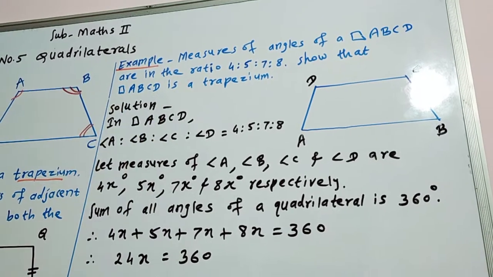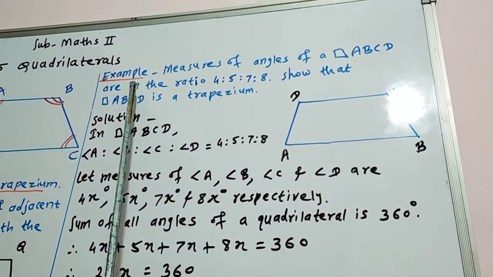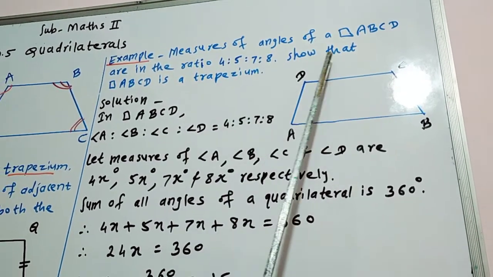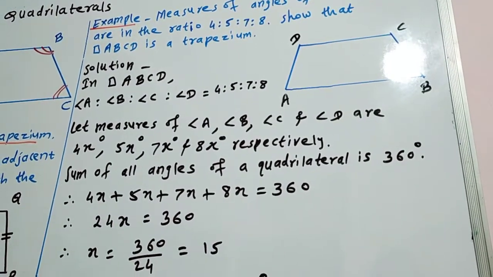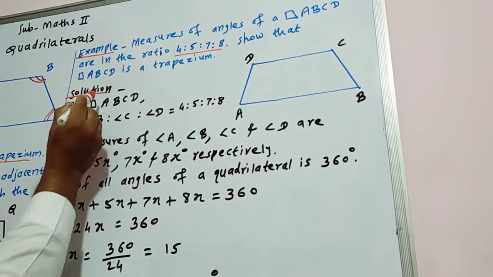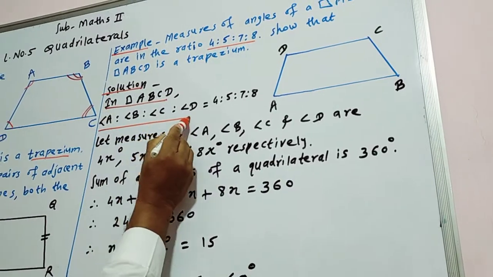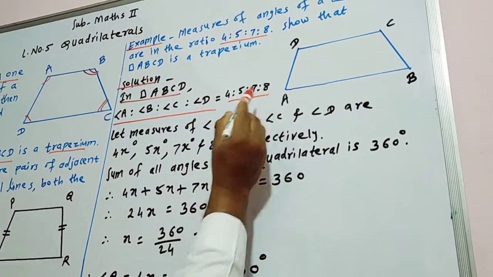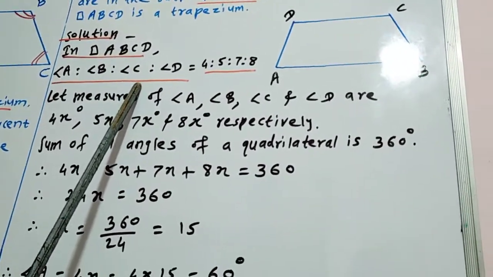Example. The measures of angles of quadrilateral ABCD are in the ratio 4:5:7:8. Show that quadrilateral ABCD is a trapezium. Solution. In quadrilateral ABCD, angle A : angle B : angle C : angle D is equal to 4:5:7:8. The ratio of the measures of angles is given.